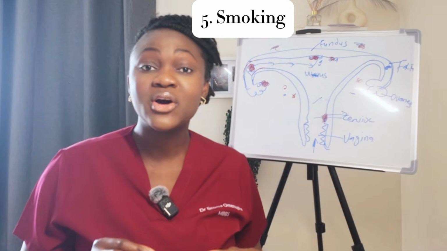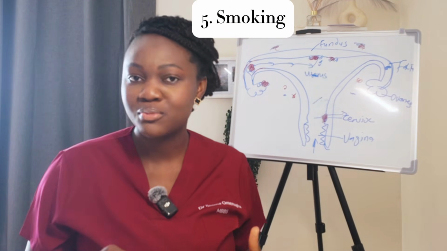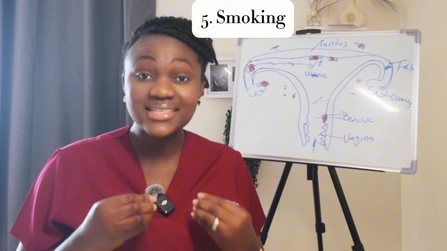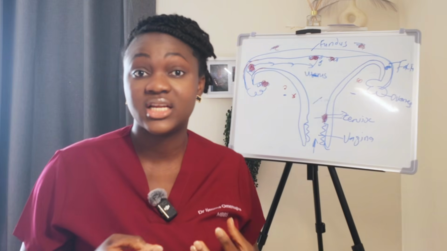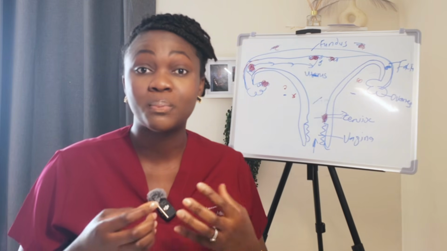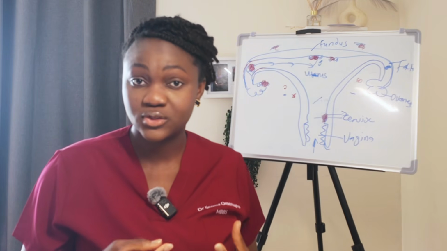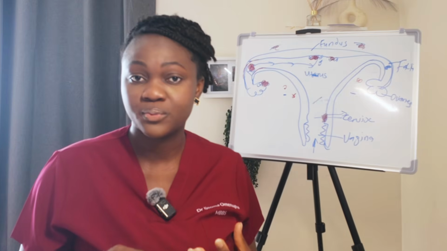Smoking. Smoking impairs the function or the normal movement of the fallopian tube again, and this can predispose to ectopic pregnancy. Smoking also includes even staying in an environment where people are smoking, which is called passive smoking, or even active smoking can predispose to ectopic pregnancy.